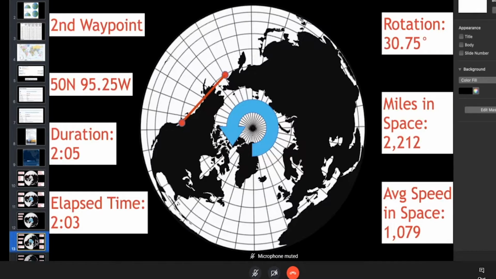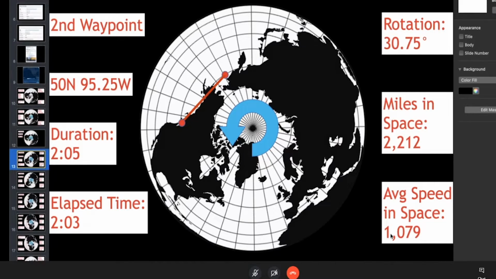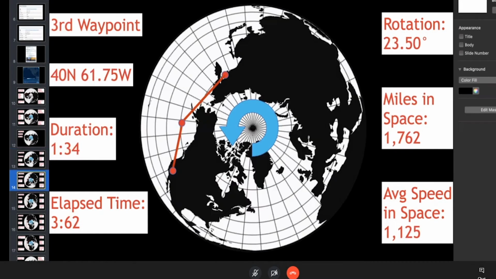All right, let me go down here. This is the one we left off of, this waypoint 2. So that probably makes a little more sense, the 1,000 miles an hour. So it's 513 plus the speed of the engine. Third waypoint at 40 degrees north, the Earth has rotated another 23.5 degrees. This took an hour and a half. And the miles that they traveled in space was 1,762. Their average speed in space increased to 1,125 miles an hour.